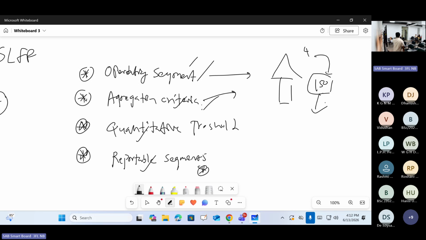After doing aggregation, what's the next step? You are having quantitative threshold. You can ask the question, why is the standard so strict? They have given a threshold. Is that relevant for each and every organization? Yes, it is. It is a minimum guideline.